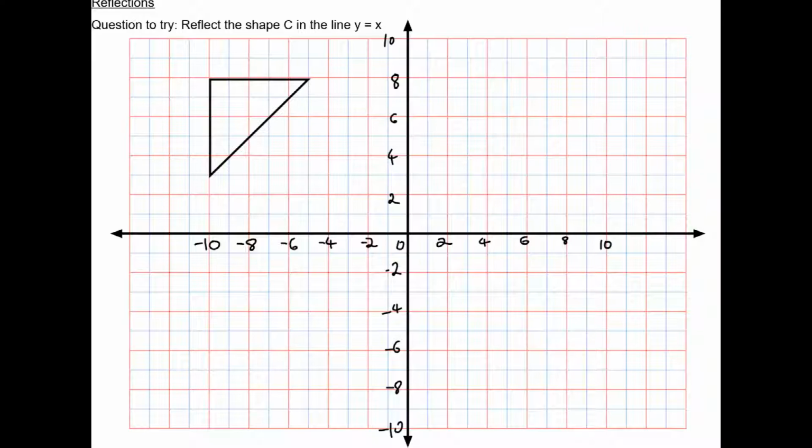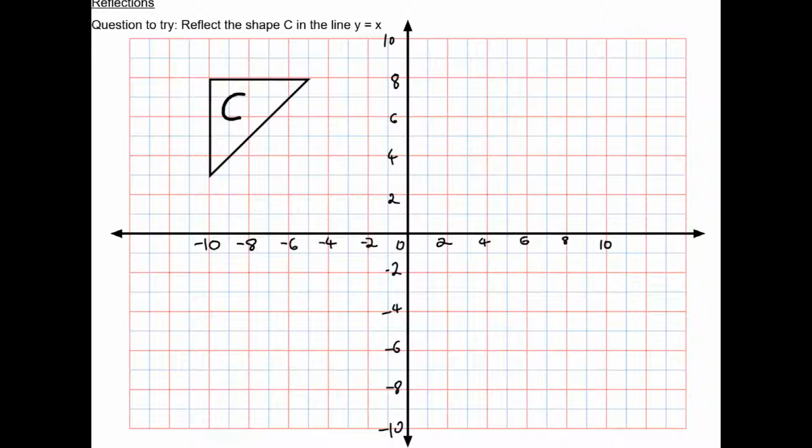Here is a question for you to try. If you could, on squared paper, draw the axes and draw the line y equals x. I'd then like you to reflect the shape C, which is this triangle here, in the line y equals x. Pause the video now, and when you're ready to go to the answer, press play.